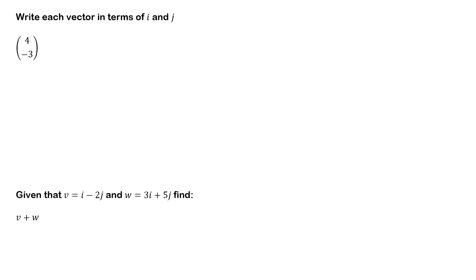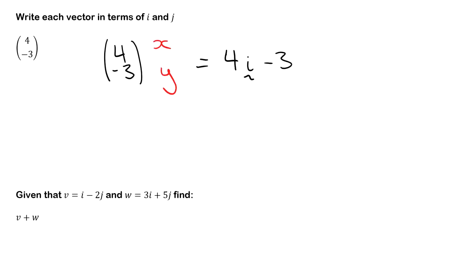We will now answer some questions. So remember, your x is on top and then your y. When we want to break this up into its components, your x comes first, so 4I, because I represents your x direction, and then your y comes second, minus 3J.